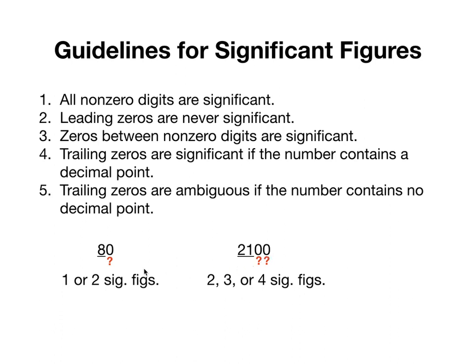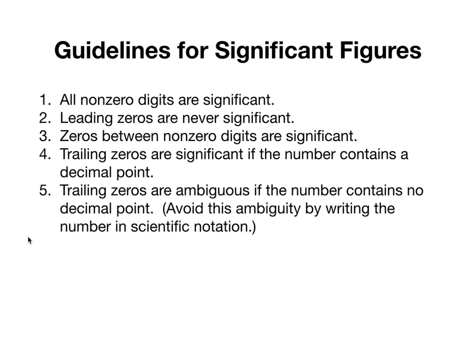Okay, so how do we avoid the ambiguity? We write the number in scientific notation. To avoid this scenario where we don't know if these trailing zeros are significant or not, we write the number in scientific notation. So if we go back to this 80, if this number has one significant figure, we would want to write it like this: 8 times 10 to the first. One significant digit, one significant figure.